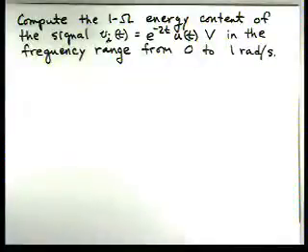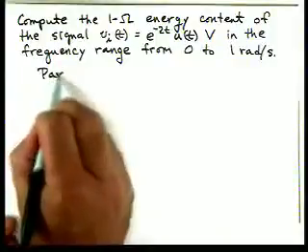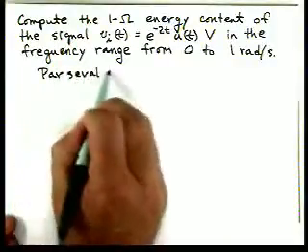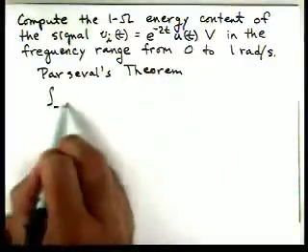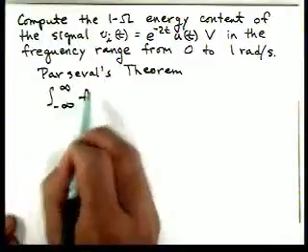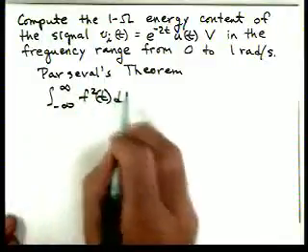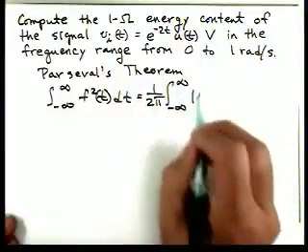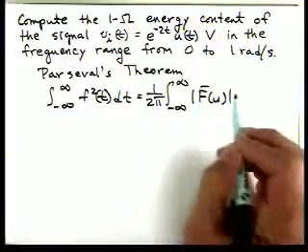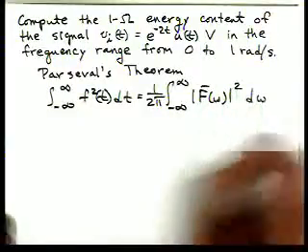In this problem, we're asked to compute the 1 ohm energy content of the signal Vi of t as e to the minus 2t u of t volts in the frequency range from 0 to 1 radian per second. And we're going to use Parseval's theorem, which says the integral from minus infinity to plus infinity of f squared dt is 1 over 2 pi integral from minus infinity to plus infinity of the magnitude of f of omega squared d omega.